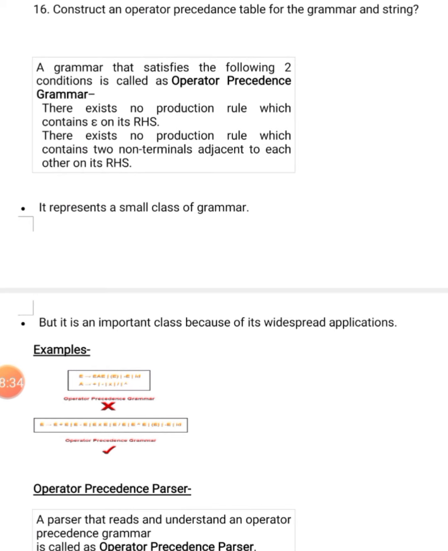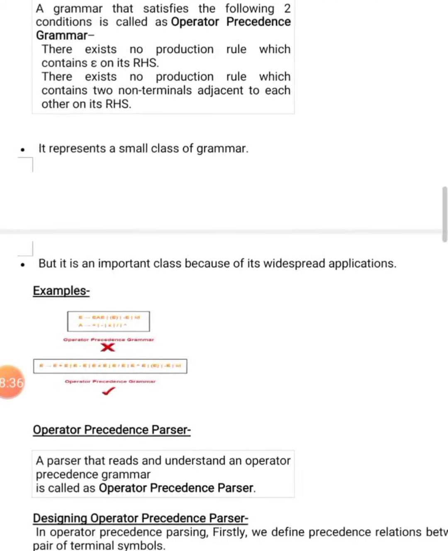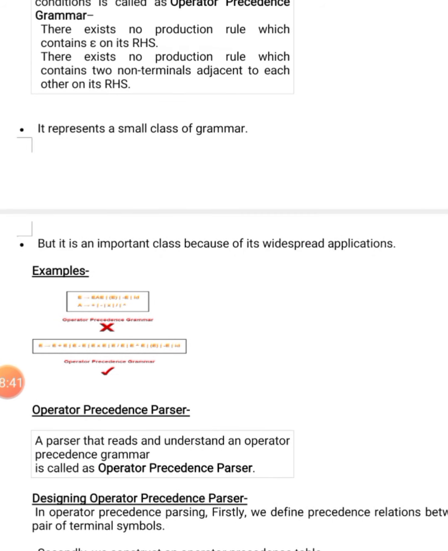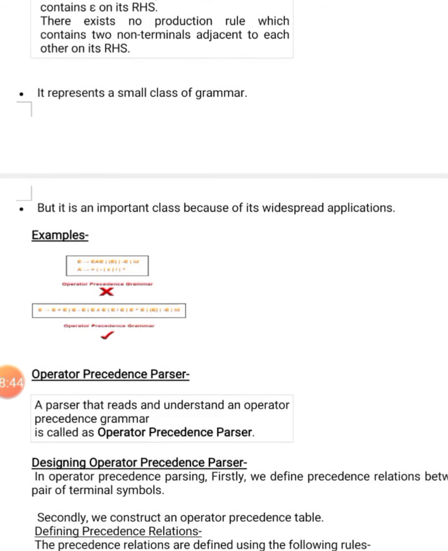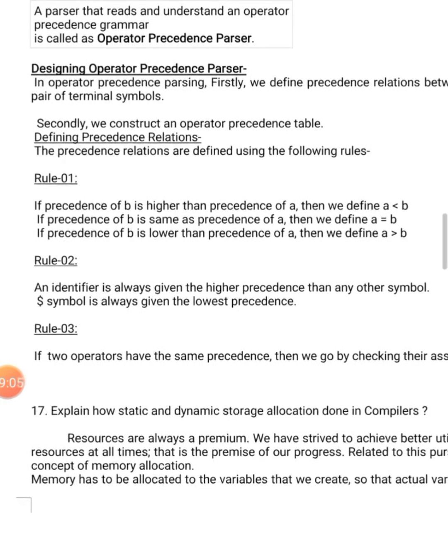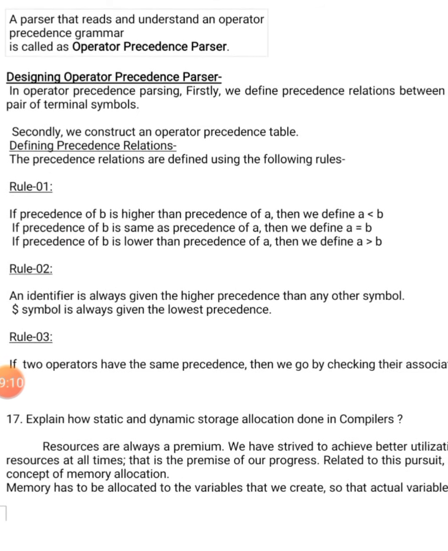Next question: construct an operator precedence table for the grammar and string. A grammar that satisfies the following two conditions is called an operator precedence grammar. There exists no production rule which contains epsilon on its RHS. There exists no production rule which contains two non-terminals adjacent to each other on its RHS. It represents a small class of grammar, but it is an important class because of the widespread applications. Operator precedence parser: a parser that reads and understands an operator precedence grammar is called an operator precedence parser.